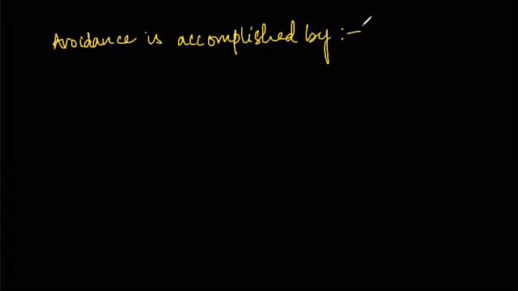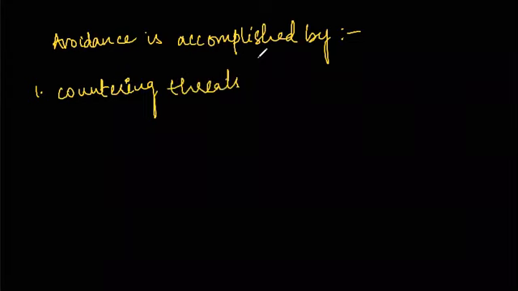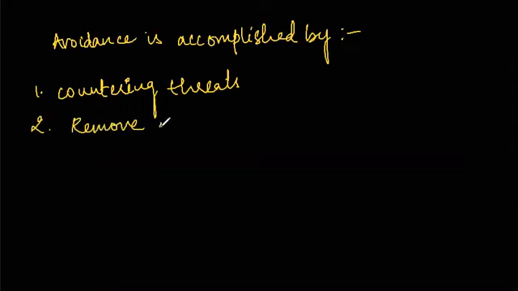Now, this avoidance is accomplished by, first, countering threats. How are you going to counter the different threats? Then the second one is removing vulnerabilities. What are vulnerabilities? Vulnerabilities are weaknesses within your program. So you're going to try and remove those vulnerabilities by fixing them.